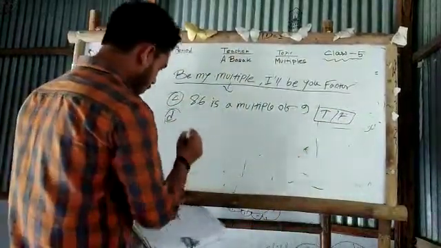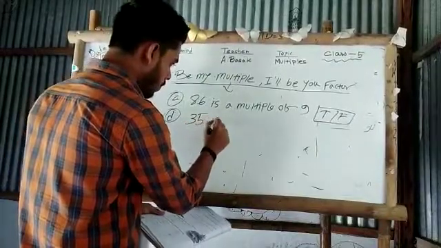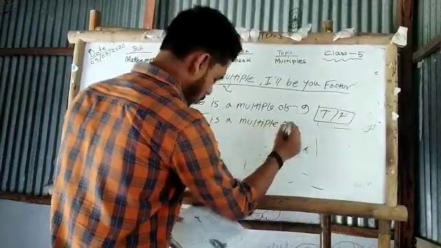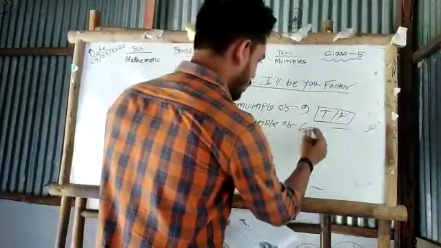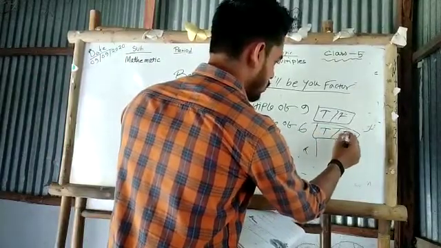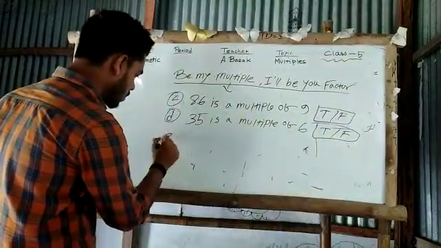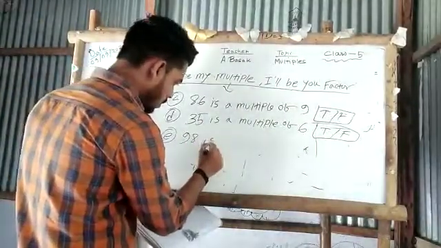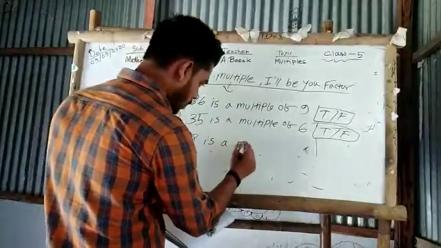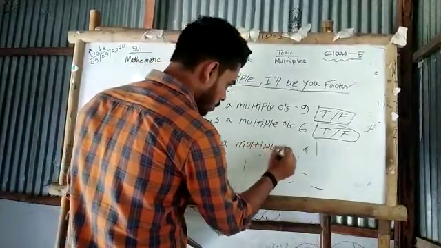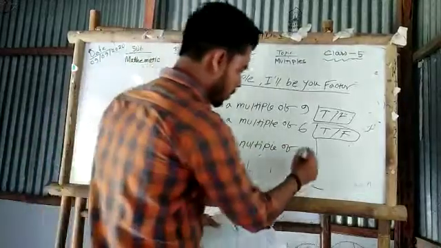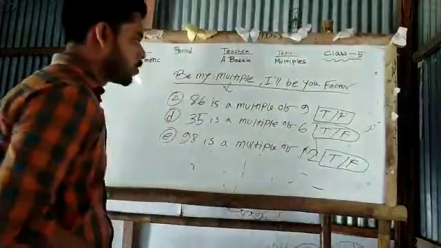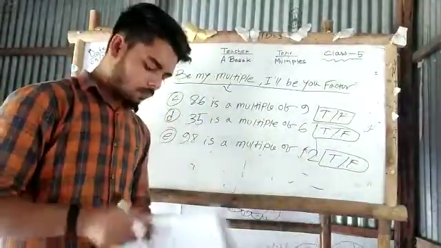D: 35 is a multiple of 6, true or false? And the last one, number E: 98 is a multiple of 12. So these 3 questions are your homework for the next class.